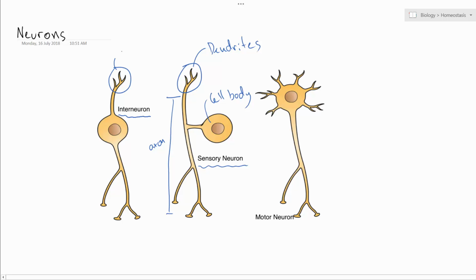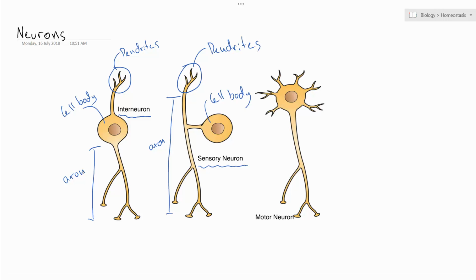Now, interneurons, once again, are going to have some dendrites. You can see a cell body there, and this long axon. Now within the cell body is where the nucleus is located, and also that's where all the regular sort of organelles are that we'd expect to see in a eukaryotic cell. And then obviously they've got an axon and dendrites protruding from them in different manners depending on the type of neuron.